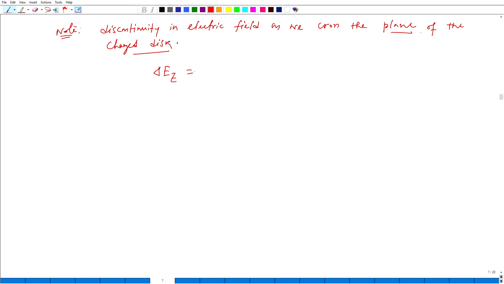So, this is the amount of discontinuity, Ez plus, that means above the plane, and Ez minus, that is below the plane. This is sigma over 2 epsilon naught minus minus sigma over 2 epsilon naught. So, total is sigma over epsilon naught. So, that is the amount of discontinuity.